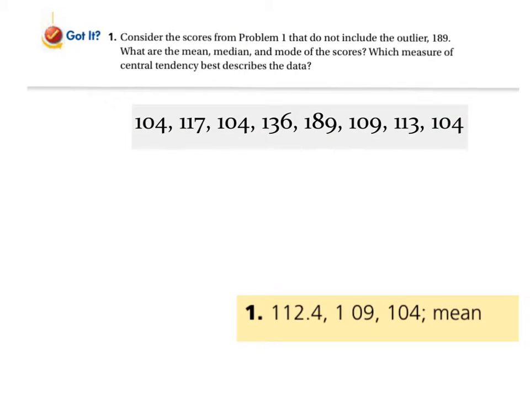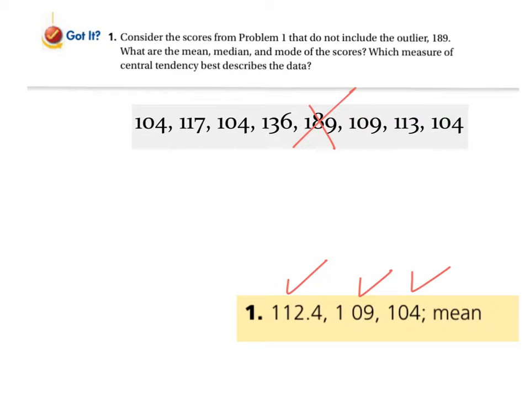So here, now we talked about throwing out the outlier. So it says consider the scores from problem 1 that do not include the outlier 189. Redo your mean, median, and mode then. So again, if we decided to cross out that 189 because it's an outlier, I never bowl that good, then recalculate them. And so we get a new mean, a new median, and a new mode all down here.